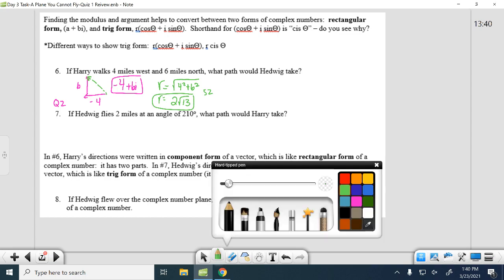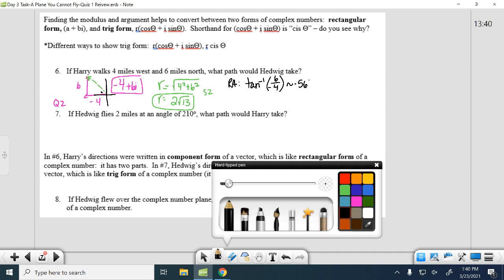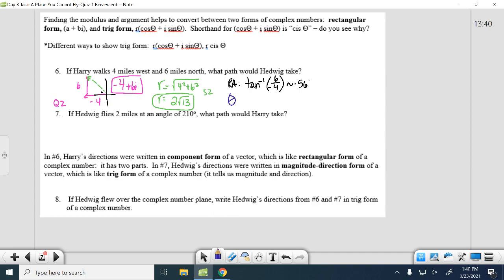We are in quadrant 2. So in quadrant 2, we're actually going to first find a reference angle. And our reference angle is going to be tangent inverse of the b over the a, or y over x, sine over cosine. So tangent inverse of -3/2 is about -56 degrees. We are going to use that value to help us get theta. Quadrant 2 is 180 minus your reference angle. So 180 minus 56 degrees gives us 124 degrees.